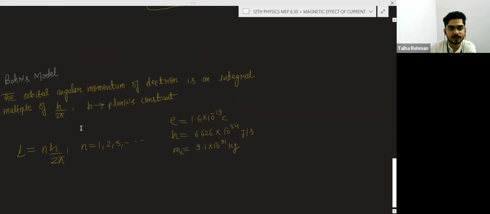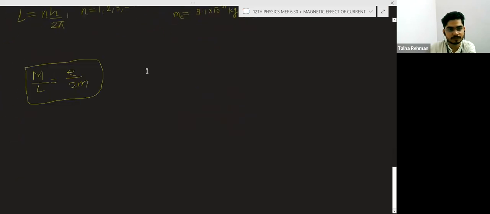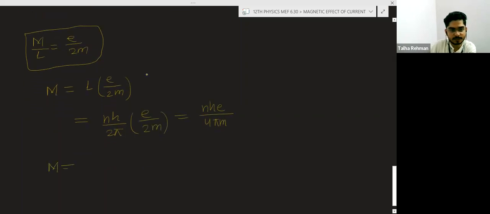So from this L, you can calculate the M, the magnetic moment, by using this relation. M is equal to L into e by 2m. So L is equal to n h divided by 2 pi, and this is e by 2m. Finally, you have n h e divided by 4 pi m, which will be the magnetic moment. So magnetic moment is given by n h e divided by 4 pi m.